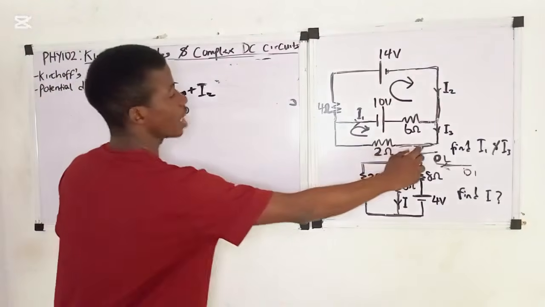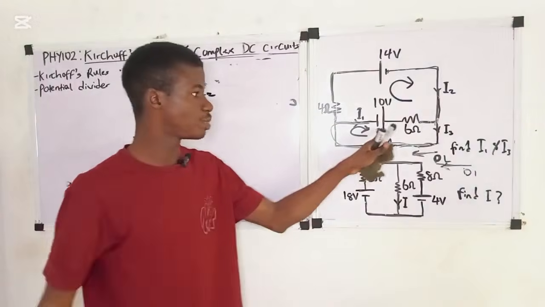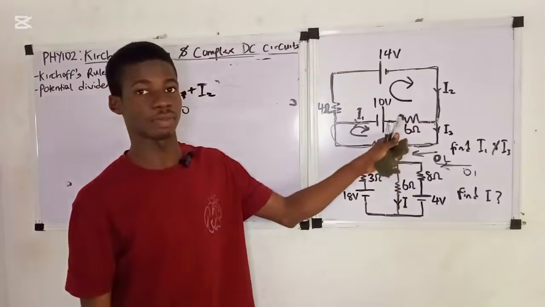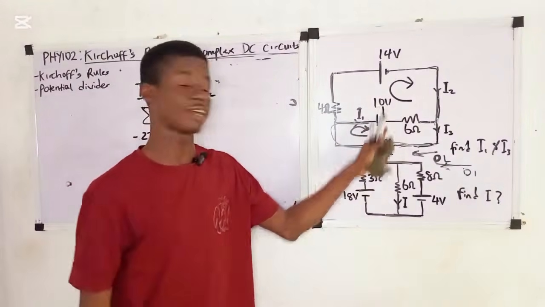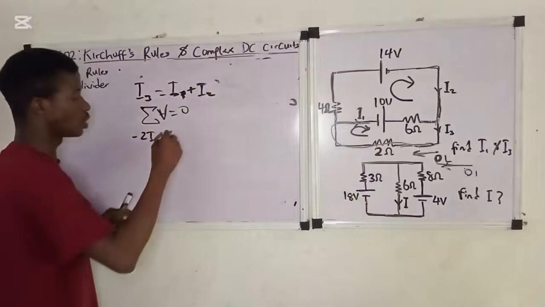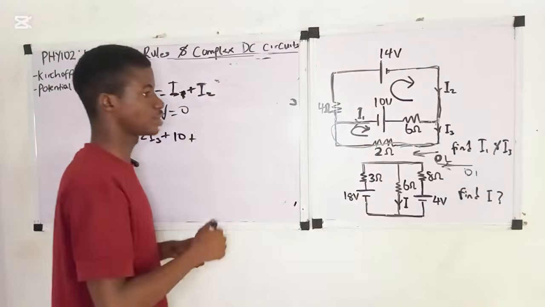Then we are going like this, and now we come to this place. This is 10V. Remember, I told you guys, when we move from the negative terminal to the positive terminal, there's a voltage rise. So this voltage will be plus 10 volts. Then plus, let's continue.